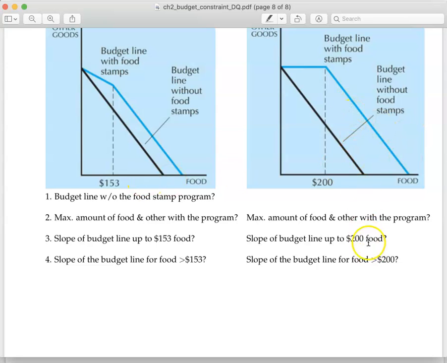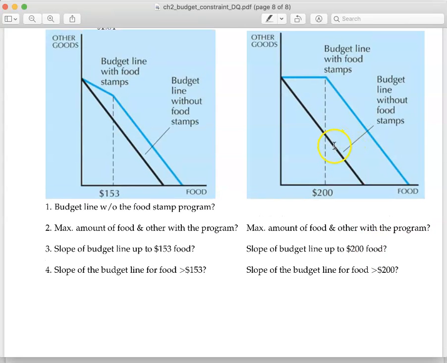And then I ask several similar questions for the situation with the in-kind transfer. And those are in-class questions. Have your answers written down and ready for each of those questions.